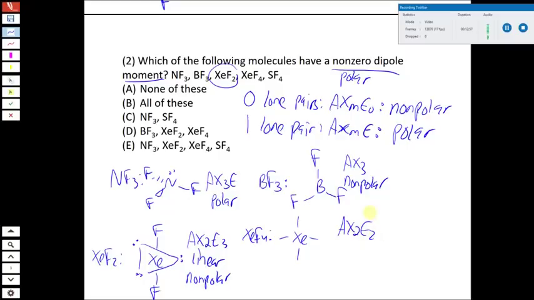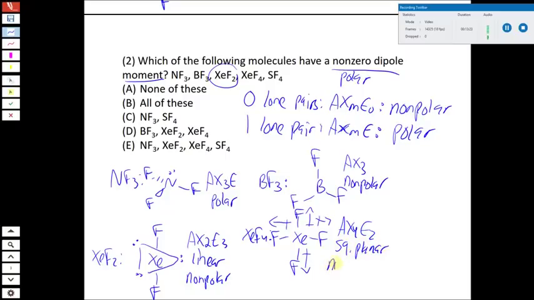I'm not showing the lone pairs here. I'm going to draw the plane of the square sort of in the plane of the page. The lone pairs would be coming out towards you or going into you. But in the square planar geometry, your individual dipoles all cancel each other out. So we have 2 fluorines that are 180 apart. Those dipoles cancel. The ones horizontally cancel. So this is AX4E2, sorry. AX4E2 is square planar, which is going to be also nonpolar.